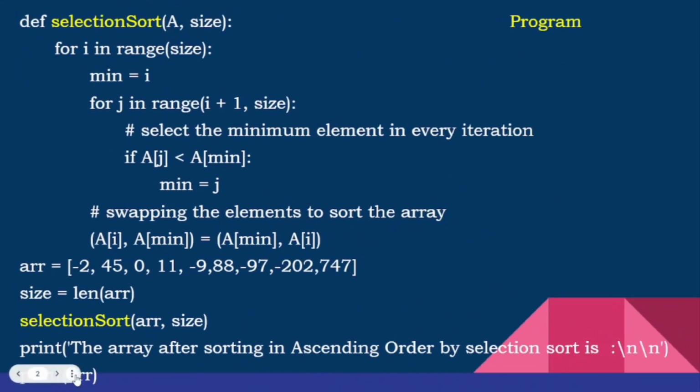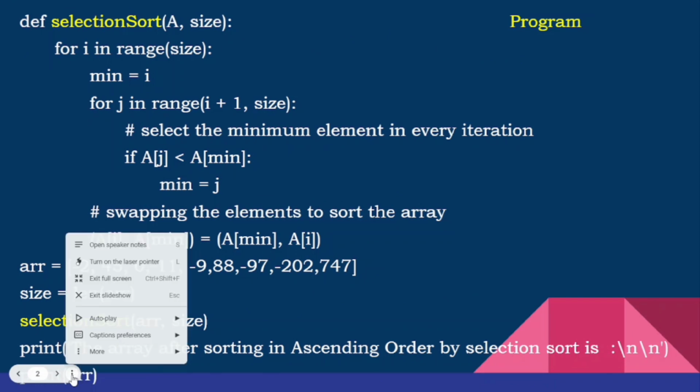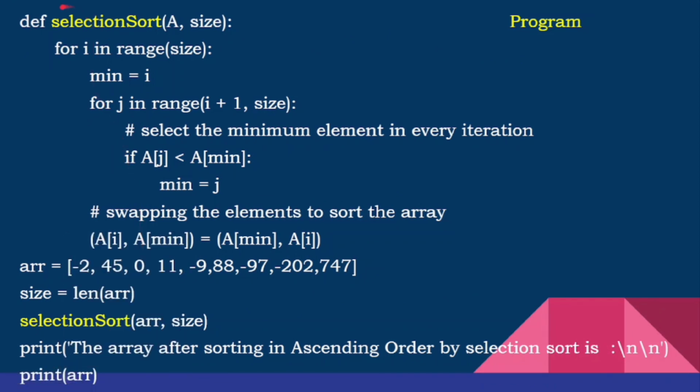The Python program starts with the function definition. There we have the function name as selection sort, and we have the array A and the size, which is the size of the element. Now the program starts with the for loop, for i in range of size. This for loop will help to move the program from the first to the last element of the array.